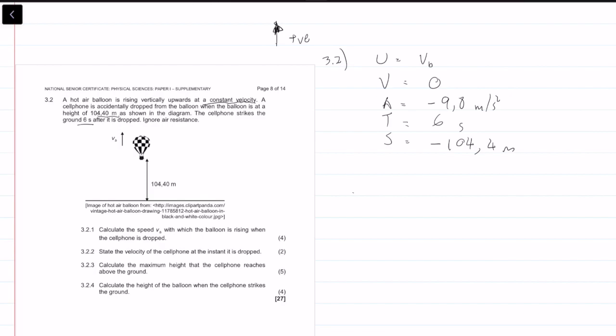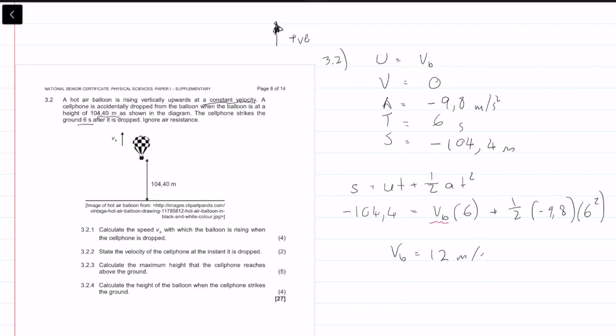To calculate VB, let's use S is equal to UT plus a half AT squared. S is minus 104.4, equal to U, which is VB, times T, which is 6, plus a half times minus 9.8 times T, which is 6, squared. There's only one unknown here, VB. So we can solve for VB, and VB is equal to 12 meters per second.